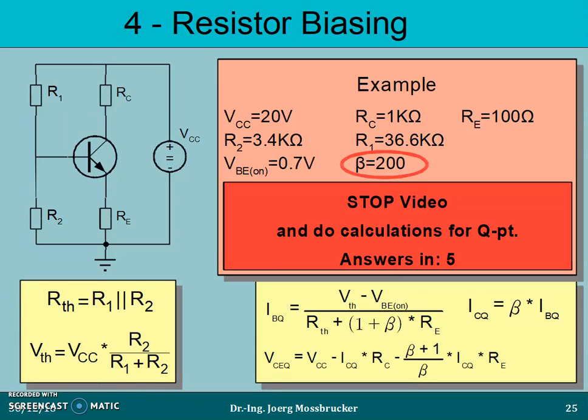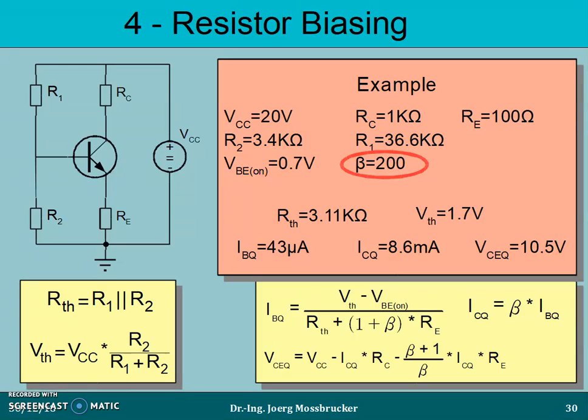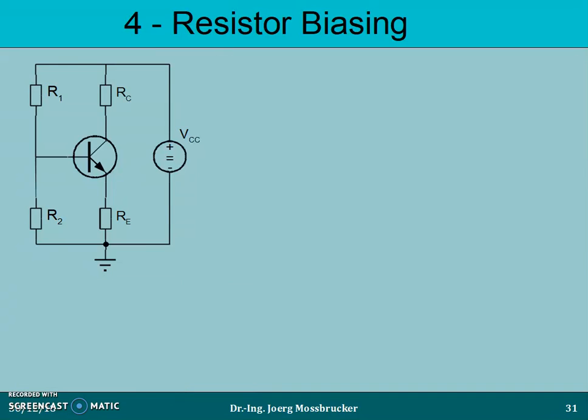Let's do another example with the exact same component values, but let's change beta to 200, and again, stop the video while you do the calculations. The result is a collector current of 8.6 milliamps and a collector emitter voltage of 10.5 volts.